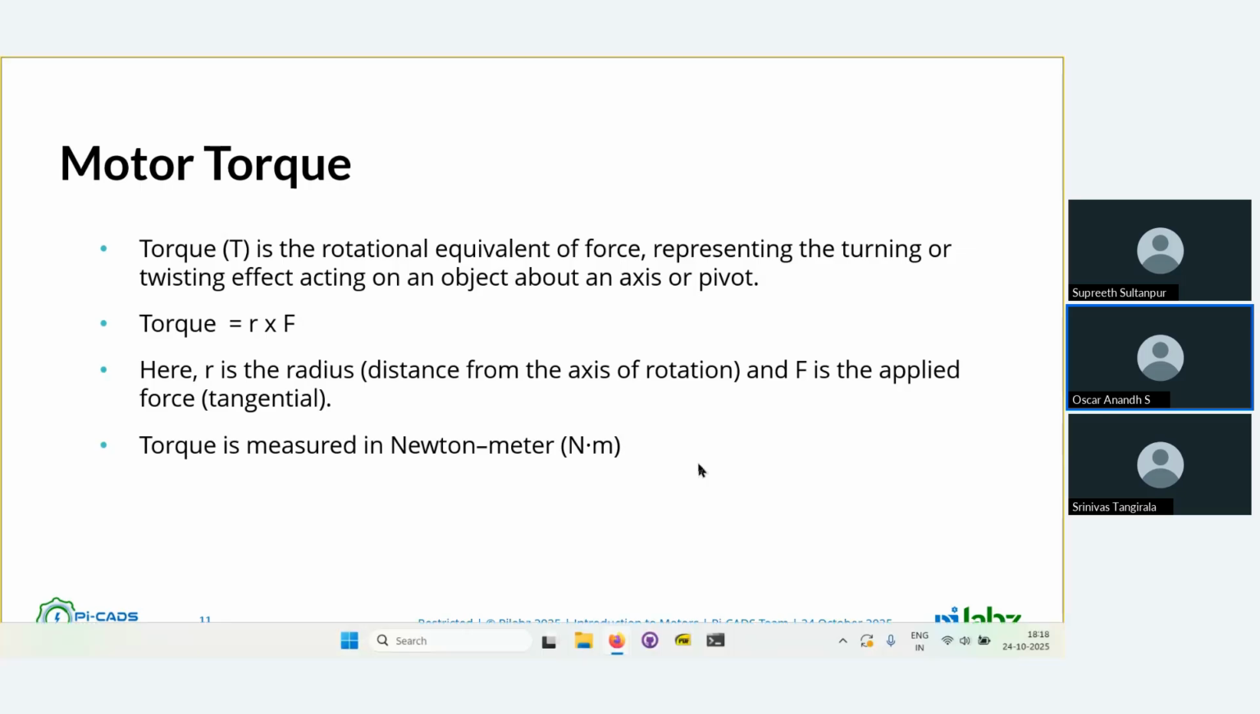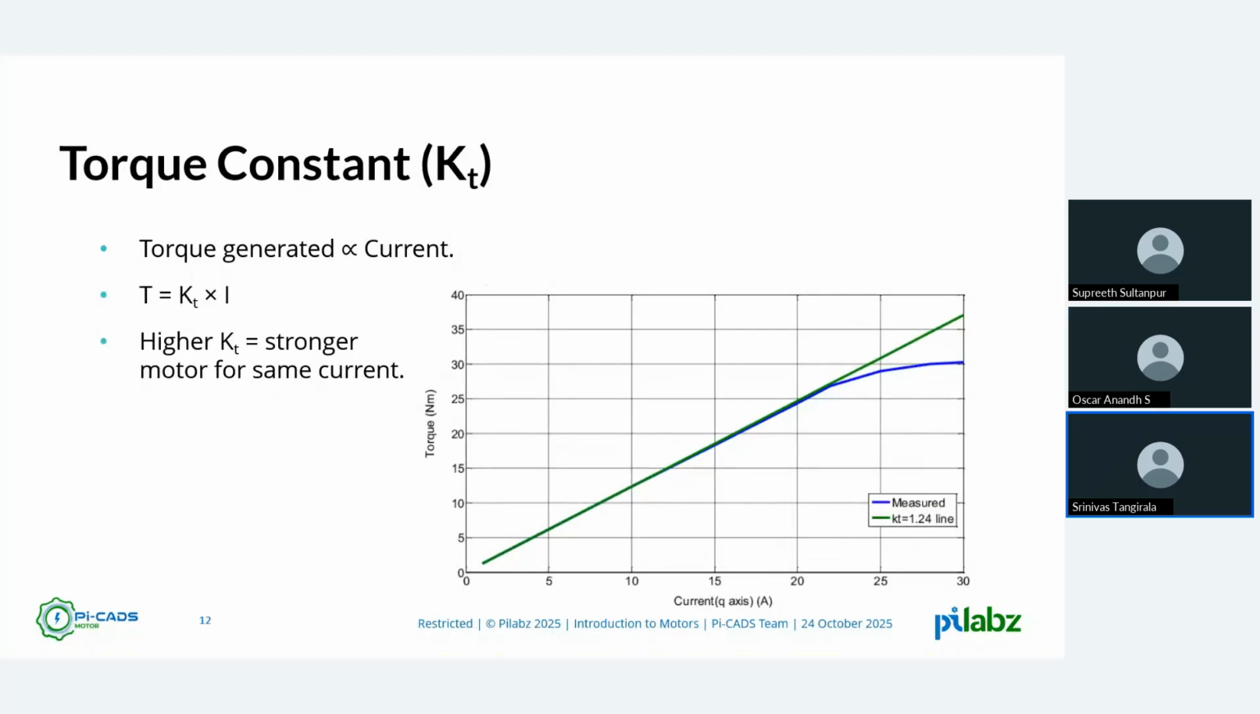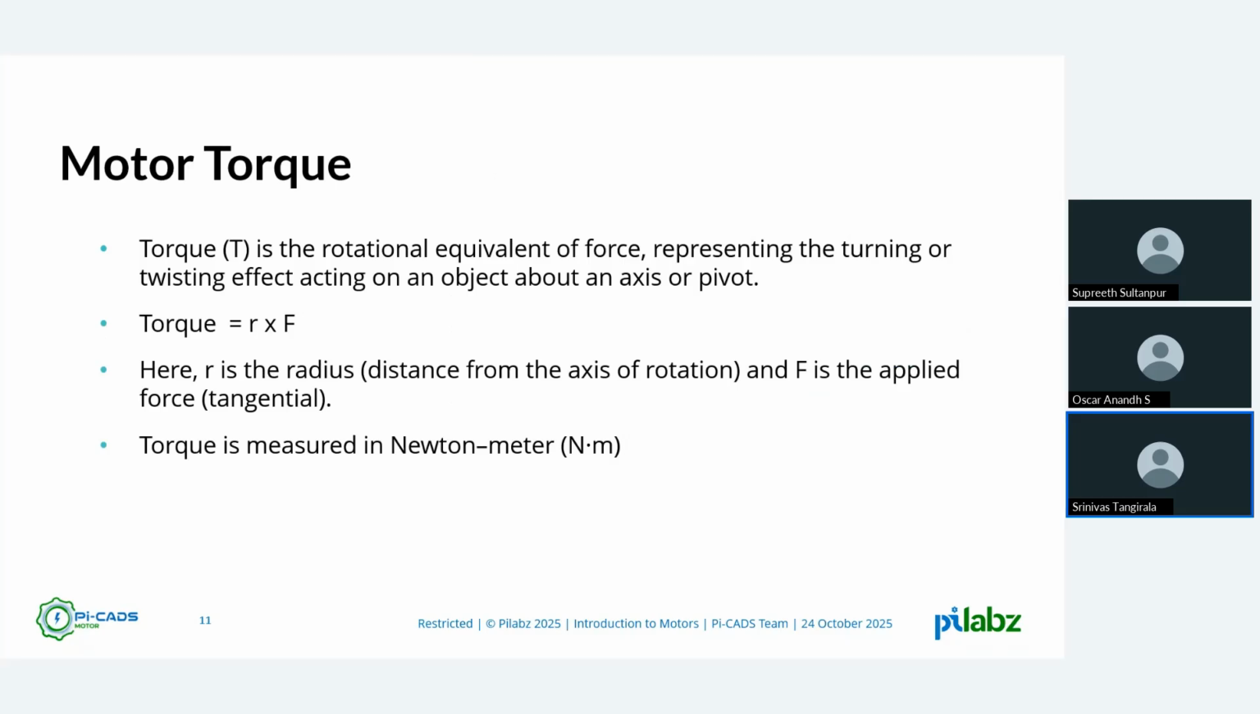That's the motor torque. In fact, the whole of motor design is aimed at producing maximum torque. That is the efficiency. Depending on the efficiency, the torque is produced, and we'll talk about various types of torques: peak torque, rated torque. Oscar will continue.